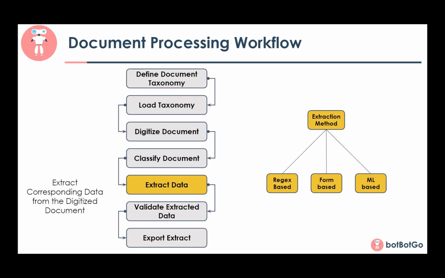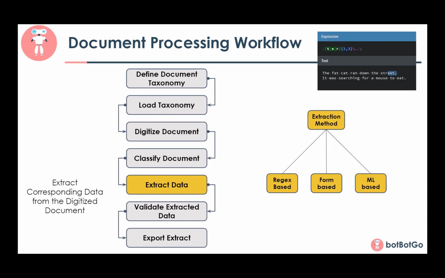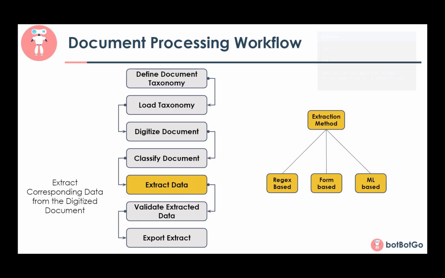In UiPath, at present we have three kinds of extraction methods. The regex-based method uses a regular expression to extract corresponding attributes on the document. Then we have a form-based extraction method, which is used to handle documents with a fixed format, so you would have to define a template for each of these formats. And the third one is a machine learning based extractor, wherein an external web service is used to identify the required fields from the document.